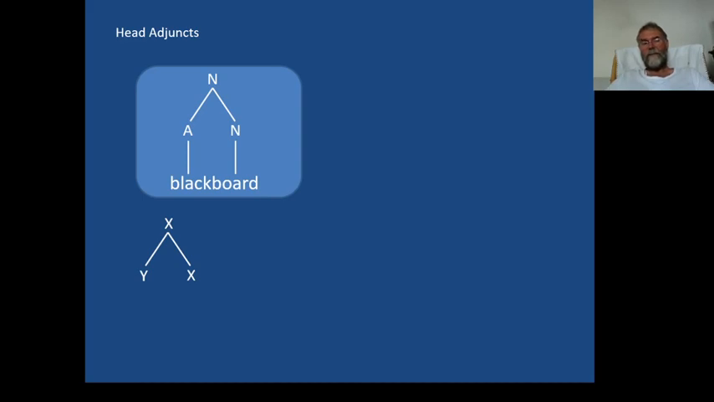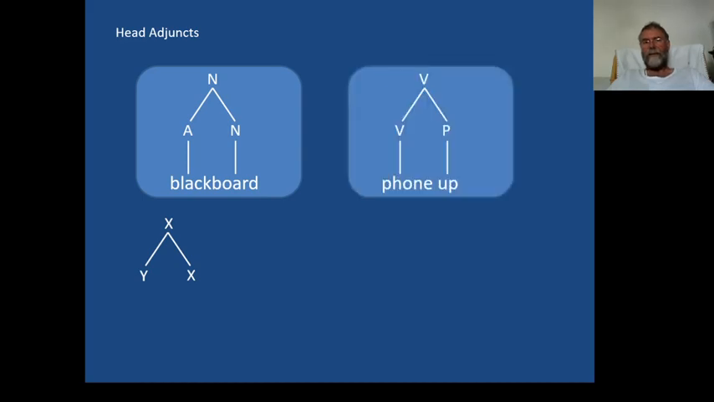Okay, so actually we have got head adjuncts here, things which adjoin themselves to heads rather than to phrases. The compound noun isn't the only example of such a thing. Last week we came across these phrasal verbs. A phrasal verb is a verb that's made up of a verb and some other element, a preposition.